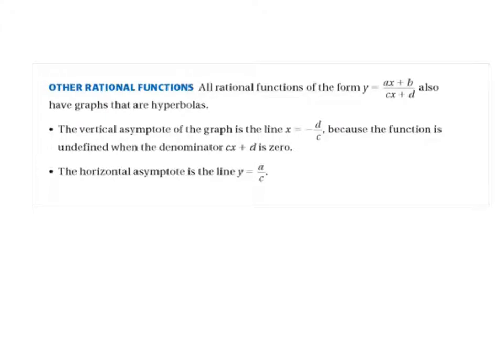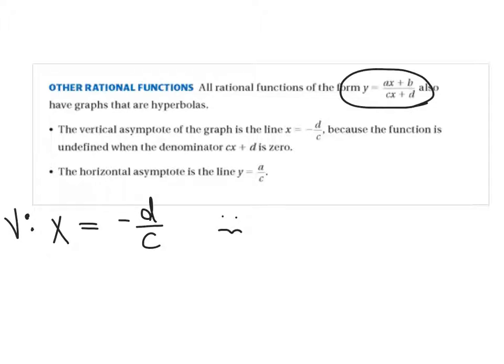All right, just a tad bit harder. Now we're going to this form right here. So there's another thing you have to memorize. All rational functions of the form y equals (ax plus b) over (cx plus d) also have graphs that are hyperbolas. The vertical asymptote, make sure you write this down and highlight it, is the line x equals -d over c. Whew. Because the function is undefined when the denominator is 0.